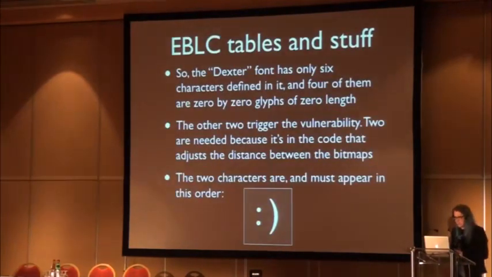And there's only actually 6 characters defined in this font. There are 4 characters that are just nulls. In order to trigger the vulnerability, you need at least 2, because you have to kern the 2 together. So for this particular exploit, the 2 characters were a colon and a closed parenthesis. And in order to trigger it, you had to put them together in exactly that order, like this. That was the trigger for the vulnerability.